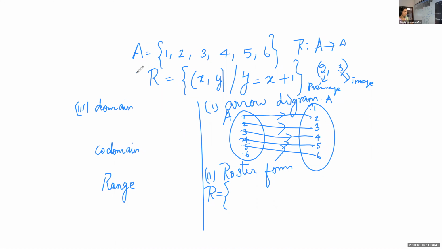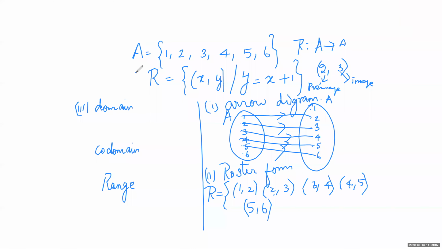Set of all elements, (1, 2), (2, 3), (3, 4), (4, 5), then (5, 6). So this is R. R is the ordered pairs (1, 2), (2, 3), (3, 4), (4, 5), (5, 6). Is it okay? So what about 6? Is it possible to give the image of 6? No. Okay. So now can you give the domain?